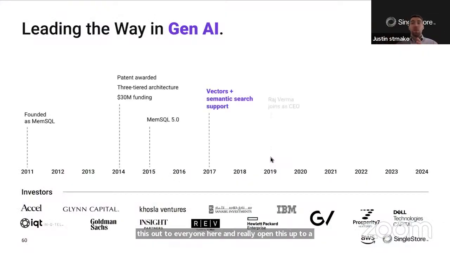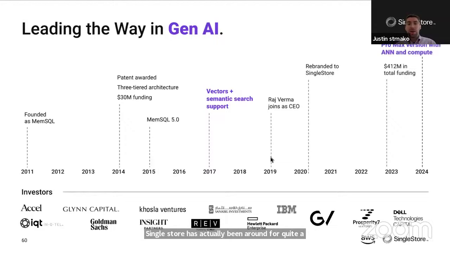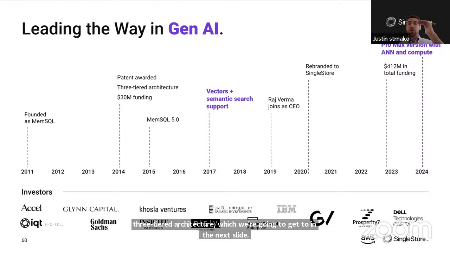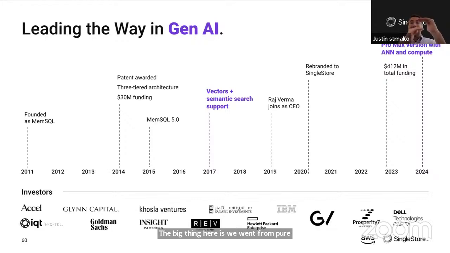SingleStore has been around for quite a long time and is very much in the stage of a late stage startup. We've been around since 2011. The big pieces here, and there are really two or three that I want to start with: SingleStore started as an in-memory database, way back at the beginning. In 2014, that changed with what we call our three-tiered architecture, which we're going to get to in the next slide. We went from pure in-memory to row store and column store, meaning that we can analyze data just as efficiently as we can ingest data.